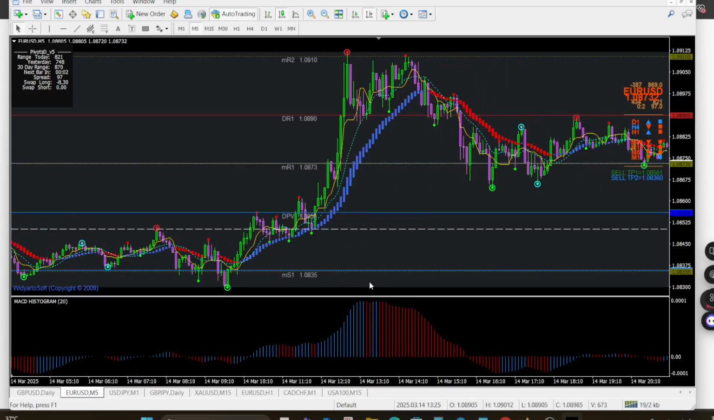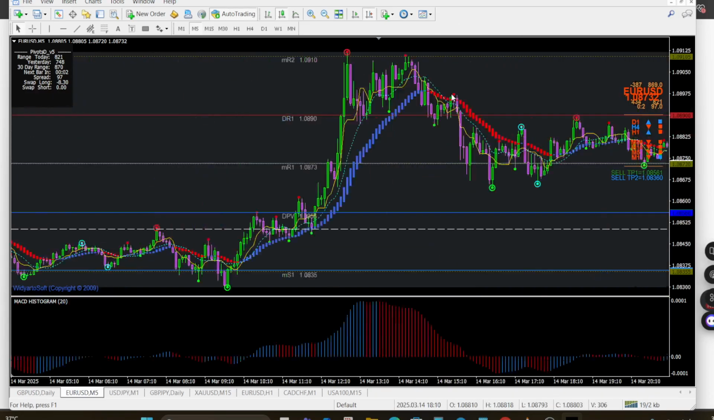So when you do that, you can just ride the trend all the way up until the Hama system changes color to red. So that could be your exit signal. Or you can watch out for the MACD histogram bars changing to red, or you can just use a resistance level as your take profit for your buy trade.